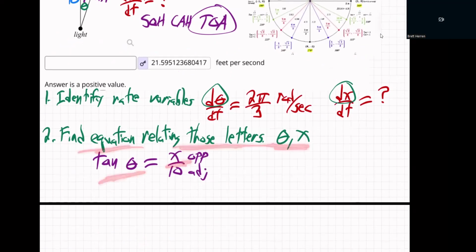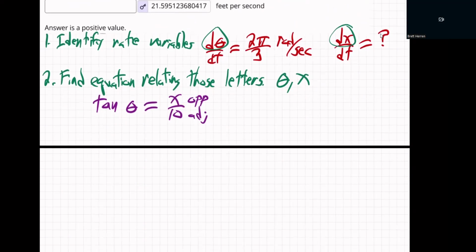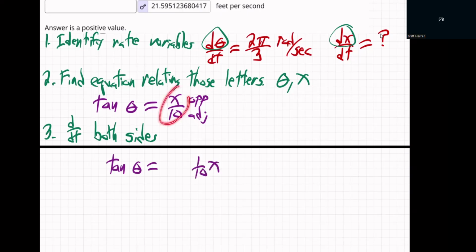Theta on this side, x on that side. Got it. Okay. Step three, take the d dt of both sides. So I'm going to take that equation down here, tan theta on the other side. I'm going to rewrite this as 1/10 x because I don't like fractions that have an x in them. So now I just put a fraction in the front, x alone, right? Just going to rewrite that to make it nicer.